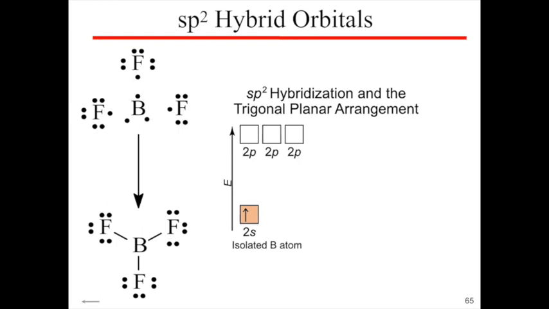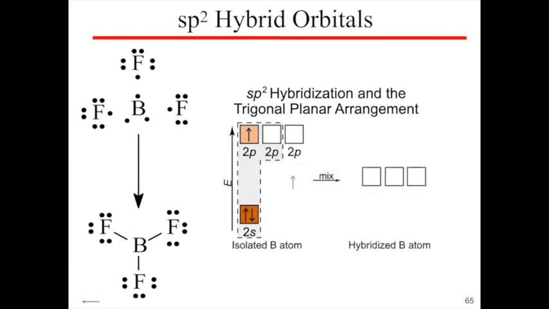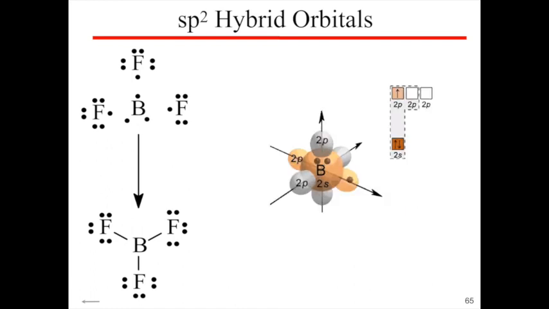Okay, the boron atom has 2s completely filled and 1 in the p. That is its elemental form. At this point in time, unless I mix them, I could only bond 1 thing coming in. But when I mix those, 1 s and 2 p's, I get 3 spaces in which 1 electron can live from the central atom, and then 1 electron can be donated by each atom coming in.